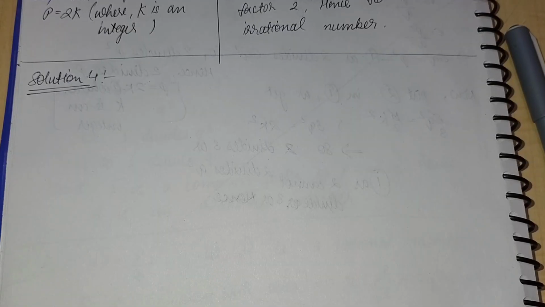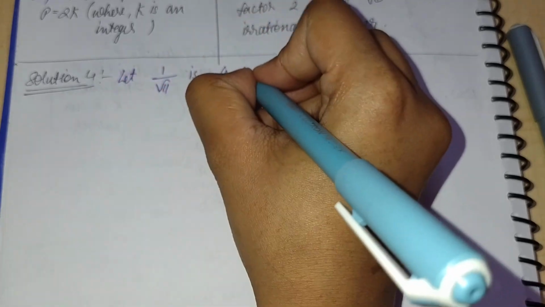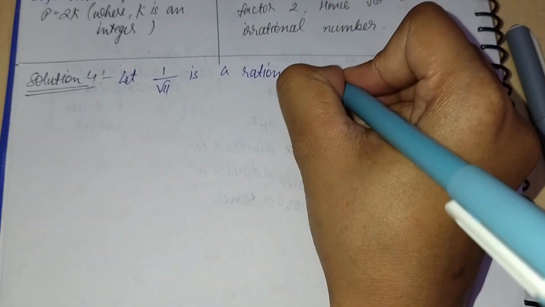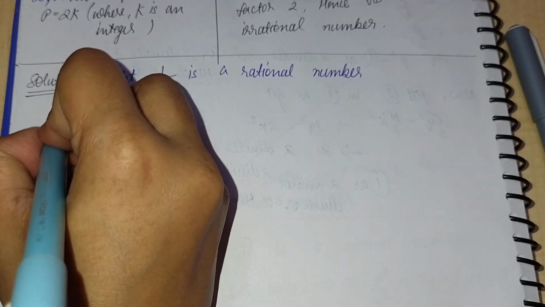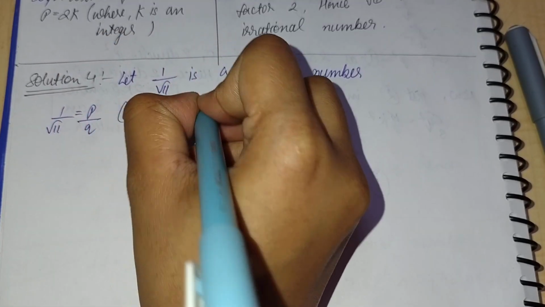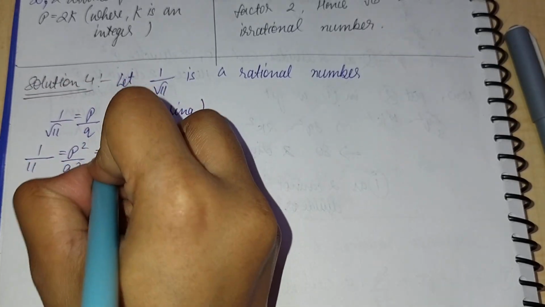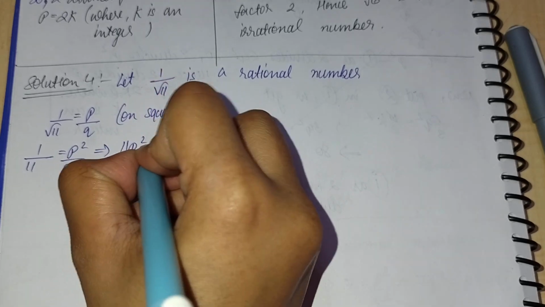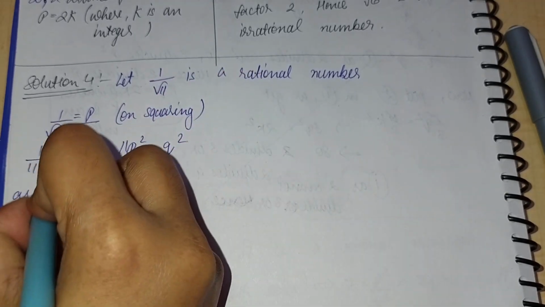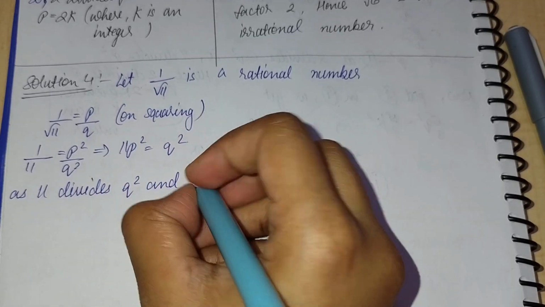Fourth question is, prove that 1 by under root 11 is an irrational number. So let us solve this question. Let 1 by under root 11 be a rational number. Put it in the form p by q: 1 by under root 11 is equal to p by q. On squaring both sides, we will get 1 by 11 equal to p square by q square. On cross multiplication, we will form the first equation, which is 11p square is equal to q square.